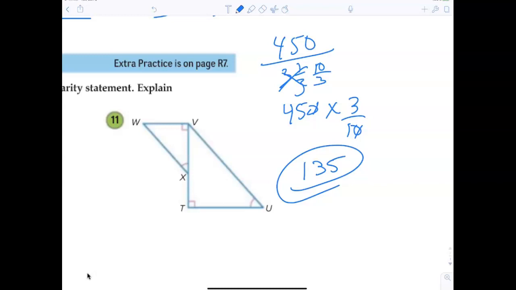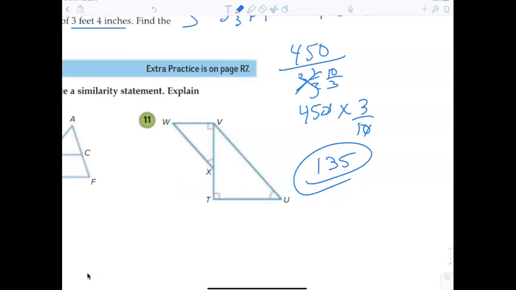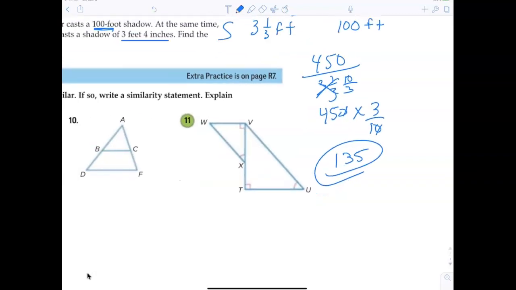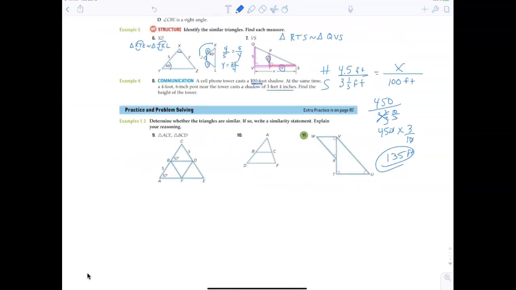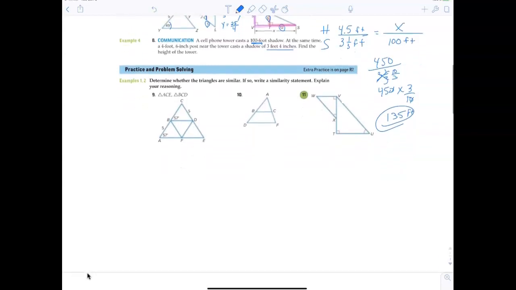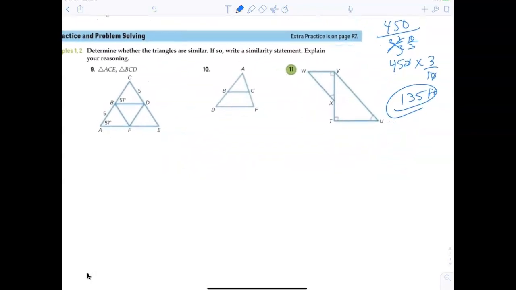It doesn't matter anyway, right? You have lots of ways to solve that. All right, does anybody have any questions? So the cell tower is about 135 what? About 135 feet. Everybody good? All right, so you guys, I'm going to leave 9, 10, 11. You guys answer those real quick while I call from 68. 9, 10, 11. All right, see if you can do it.